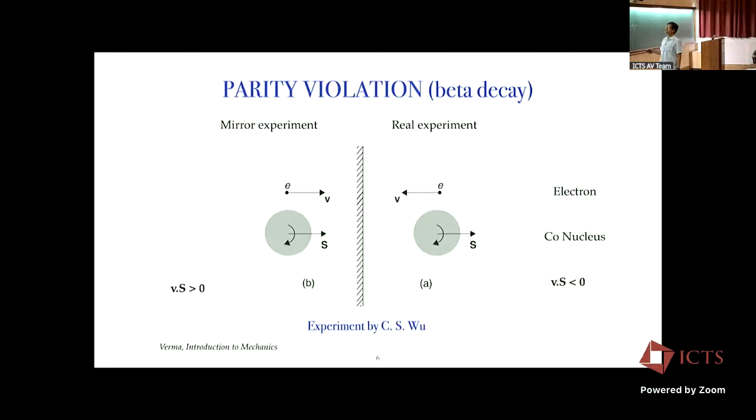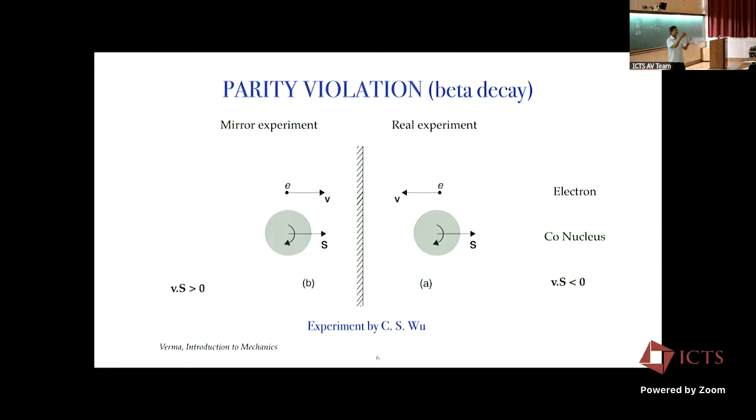This was an experiment by C.S. Wu. These are real experiments. A cobalt nucleus emits beta particles, electrons, but it turns out the spin of the cobalt nucleus and the velocity of the beta particle or electron are anti-aligned. So V dot S is less than 0. Now parity is also connected with mirror. In fact, they are the same.